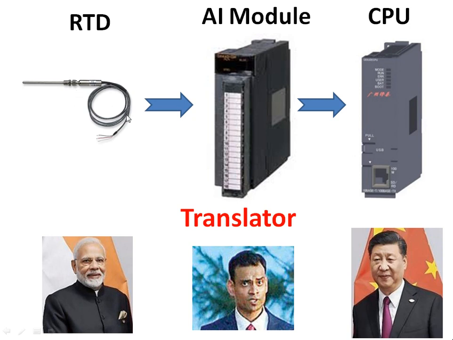Similarly, your RTD produces a signal, a voltage signal or current signal. It is an analog signal. That analog signal is given to your analog input module. That analog signal is converted into digital values because your CPU knows only ones and zeros, or binary values.